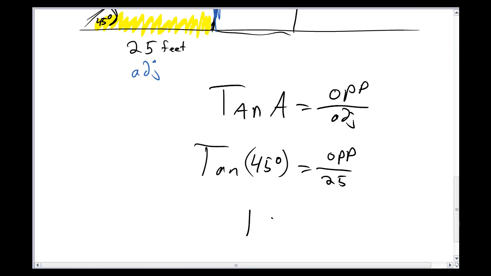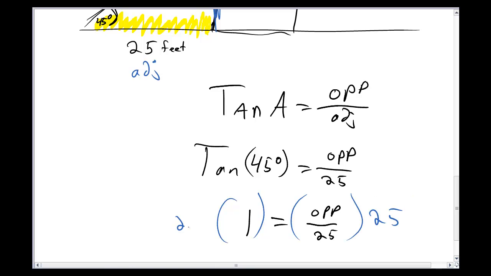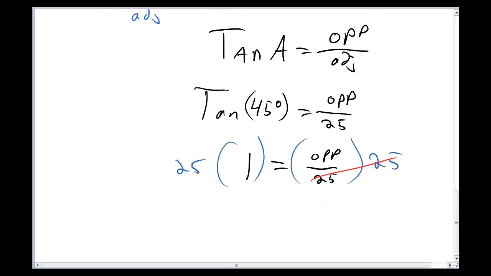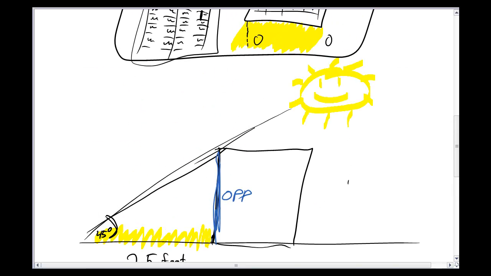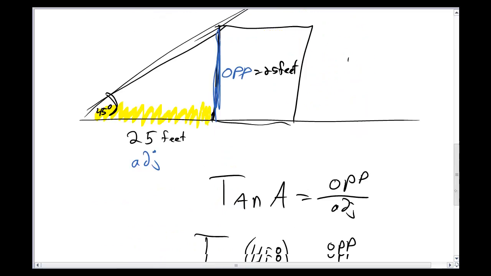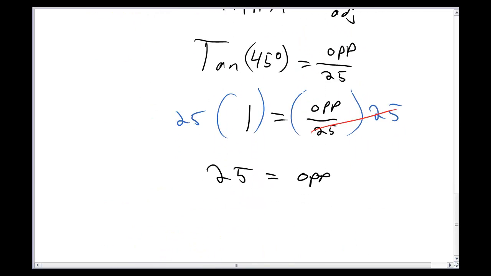So I know this left side is 1. 1 is equal to opposite over 25. And now I just do some algebra on this. This is now multiplication, so I can multiply both sides by 25. That lets me cancel out here on the right side. And that tells me that my final answer is that 25 feet is what my opposite side is in height. That means my building is 25 feet tall.